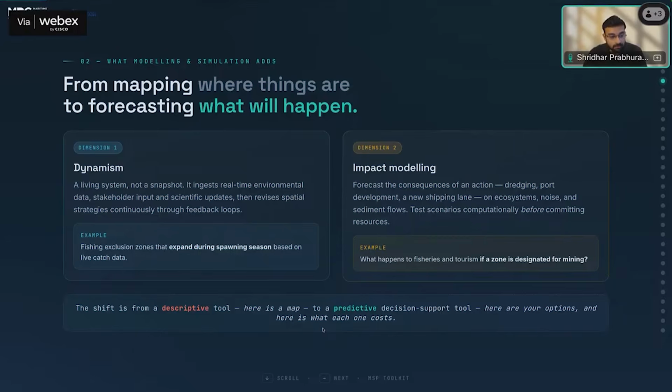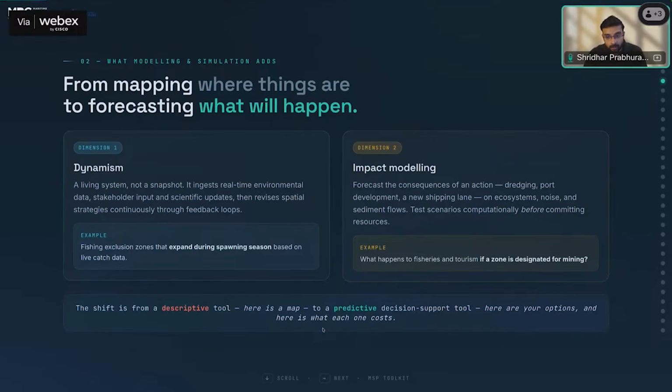This also includes an example of fishing exclusion zones that exist today. They expand rapidly during spawning seasons, and of course, based upon monsoons and based upon other such kind of elements. So we want to be able to capture all of that as part of our MSP, and not just about what has been recorded historically.